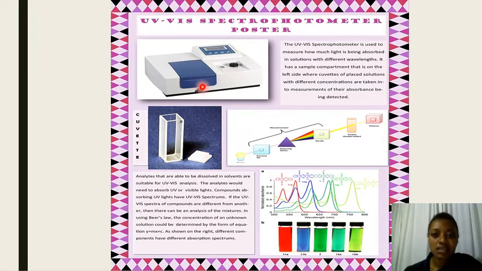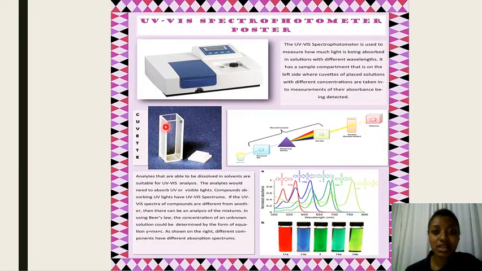So basically, the ultraviolet visible spectrophotometer is used to measure how much light is being absorbed in a solution at different wavelengths. It has a sample compartment, as I have already discussed, that is on the left side. This is where cuvettes of solutions with different concentrations are placed to measure their absorbance. This is how the cuvettes look. They are placed here in the sample compartment.